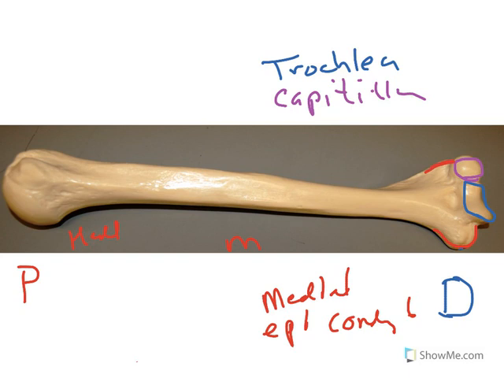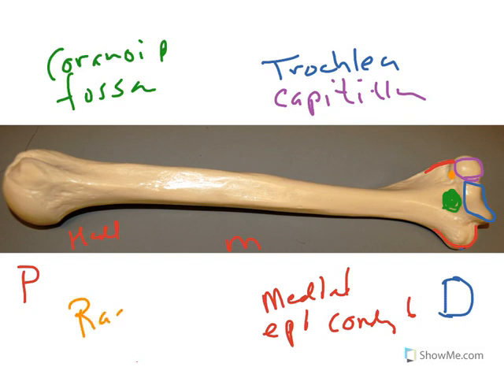Now, sitting above the trochlea, I'm going to use green to depict this pit, this fossa. This is the coronoid fossa. It's where the coronoid process of the ulna will sit. And then in orange, I want to draw a dot just above the capitulum. That is the radial fossa.